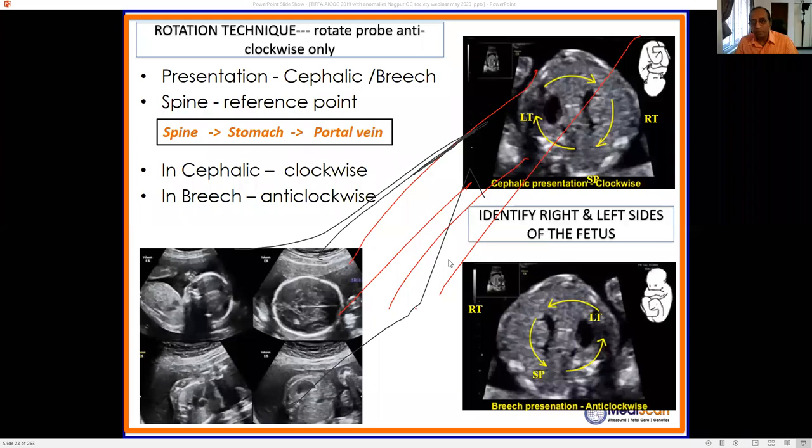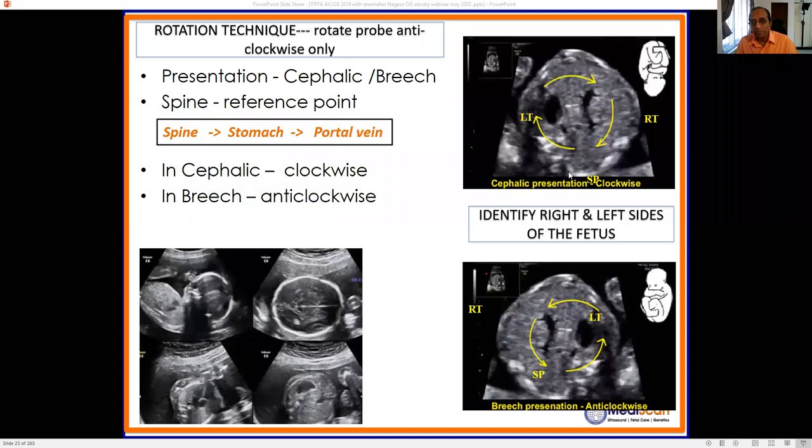This helps us to identify right and left sides of the fetus. Now, how do we do that? Once you have a cross section of the fetal abdomen, you see the spine, then you look at structures: stomach, portal vein. Spine, stomach, portal vein. Remember, this must go in the clockwise direction. And if the baby is in breech position, then this structure, spine, stomach, and portal vein will always go in the anti-clockwise direction. The moment you identify this, this will tell you that the situs of the fetus is normal and the structures are located where they are expected to be located.